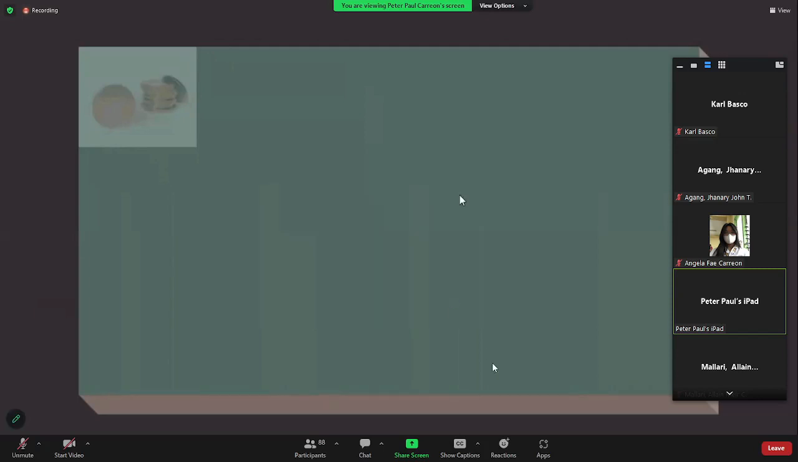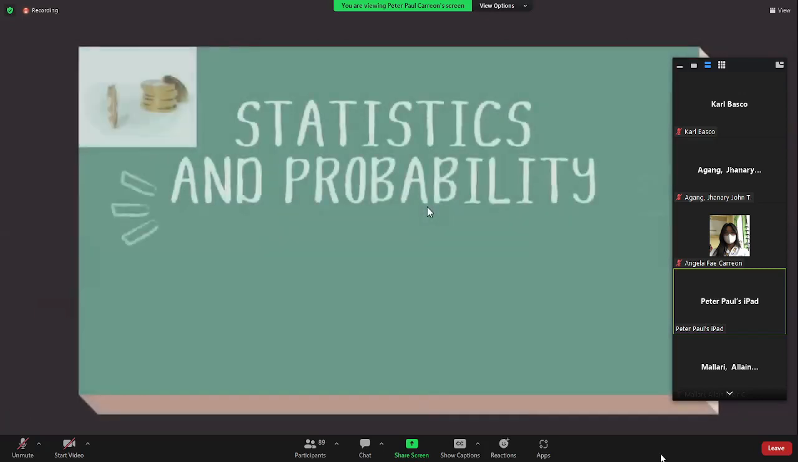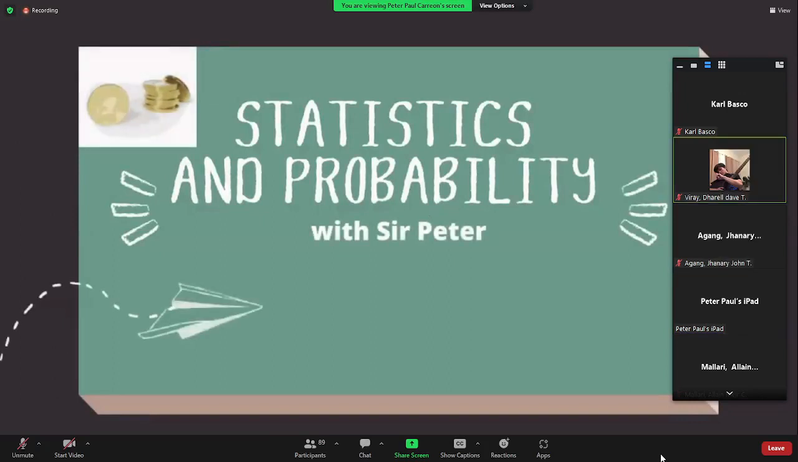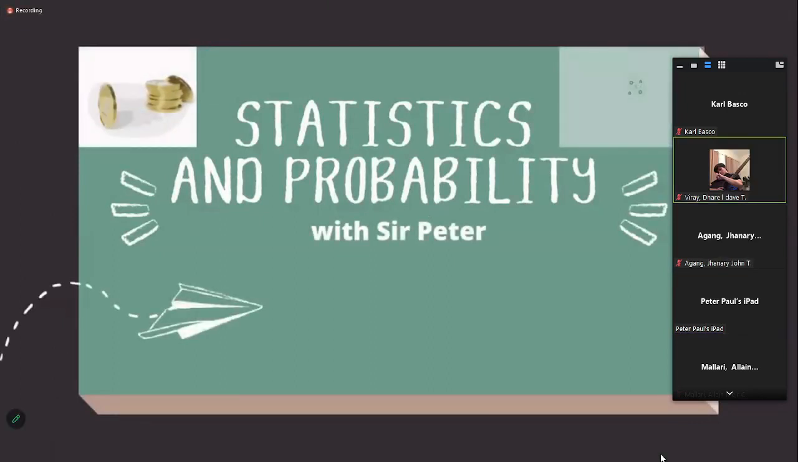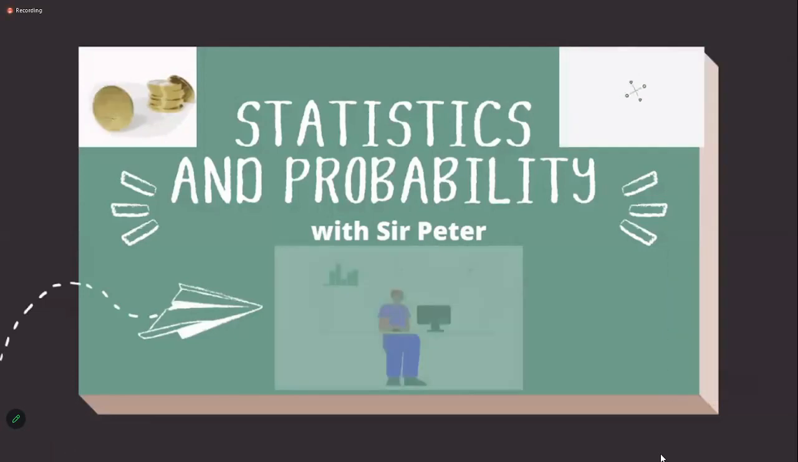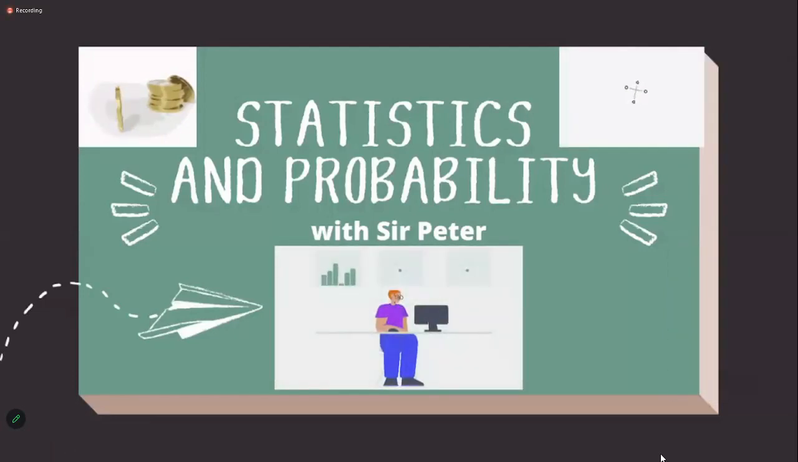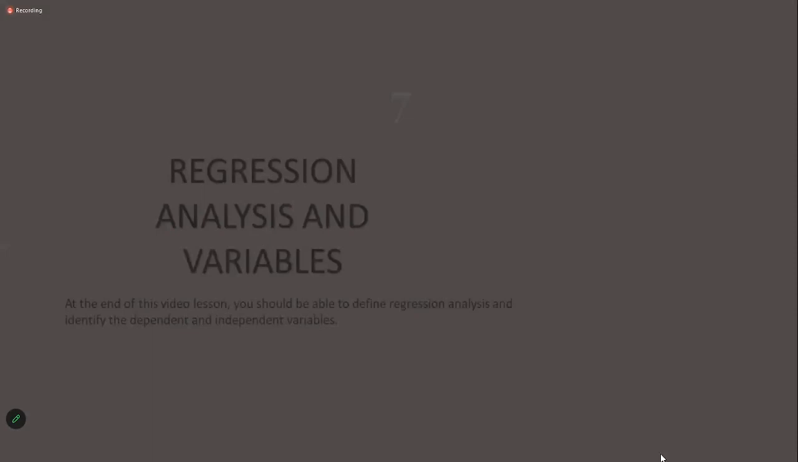Okay, so good afternoon, everyone. So this is our last week, no, for week number 7, regression analysis. Somehow, medyo related, mga anak, yung regression sa correlation. Kaya lang, iba yung mini-measure ni regression. So later, maintindihan natin siya.